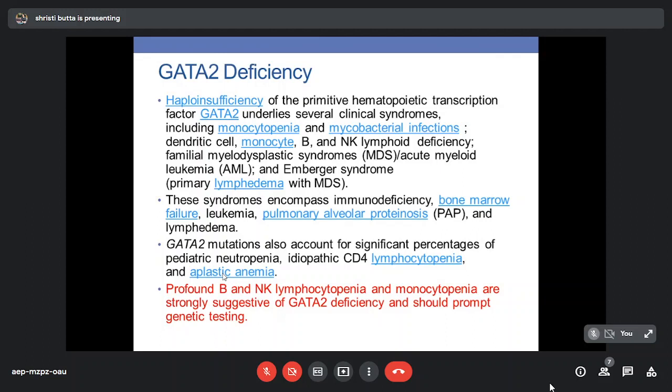So what does the syndrome include? It includes not only the monocytopenia, but also a lymphocytopenia. A profound B and NK lymphocytopenia as well as monocytopenia are strongly suggestive of GATA2 deficiency, and therefore that should prompt genetic testing for GATA2. GATA2 mutations also account for significant percentages of pediatric neutropenias and idiopathic CD4 lymphocytopenia and even aplastic anemia.